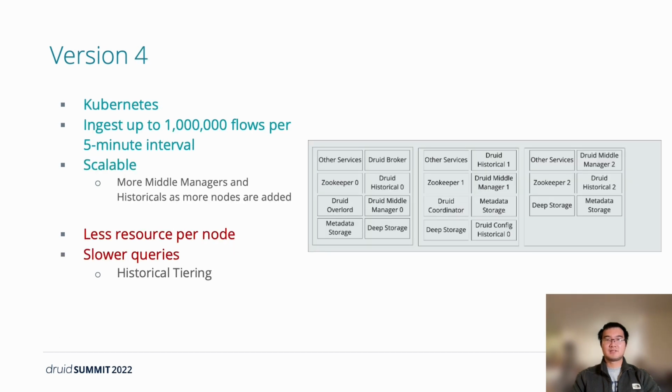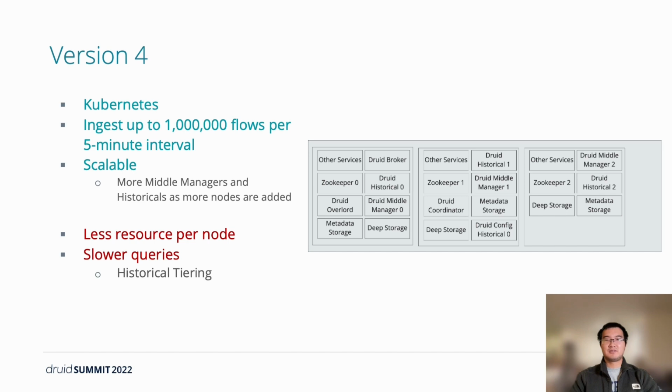Version 4 was a major update for us. We moved from single machine deployment to Kubernetes cluster. It made scaling easier, and we could support 1 million flows per 5 minutes after scale out. As you can see, as more flows come in, we add a new Kubernetes worker node, which will contain additional middle manager and historical.